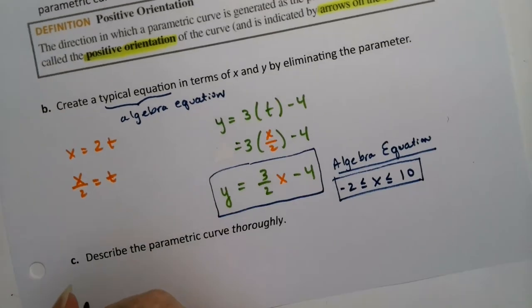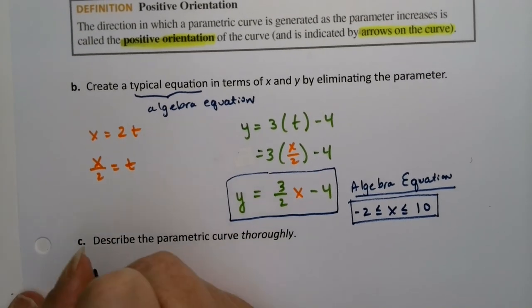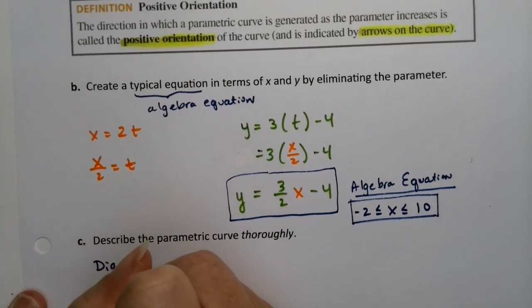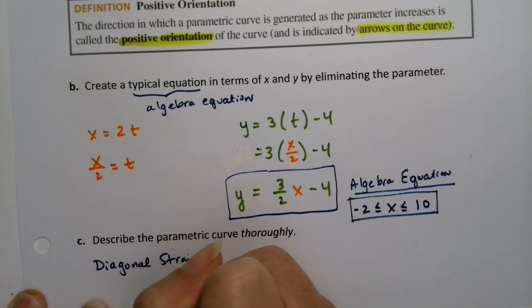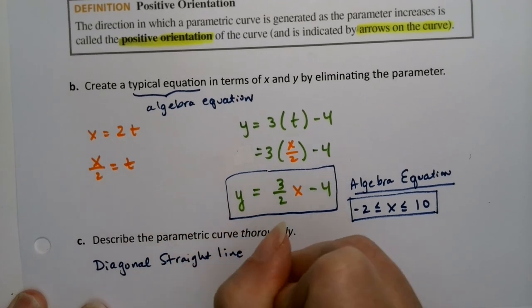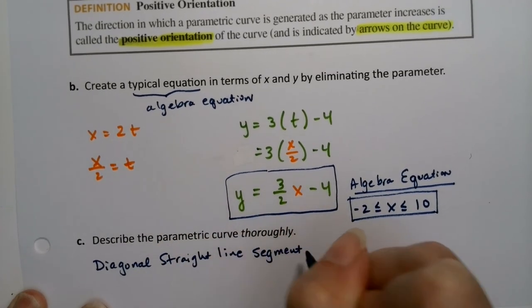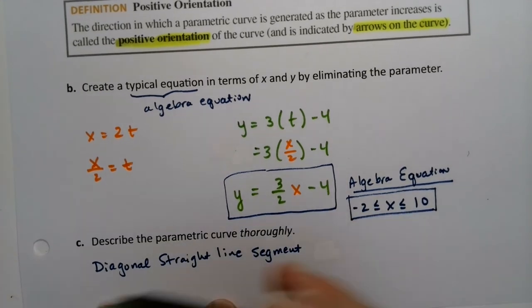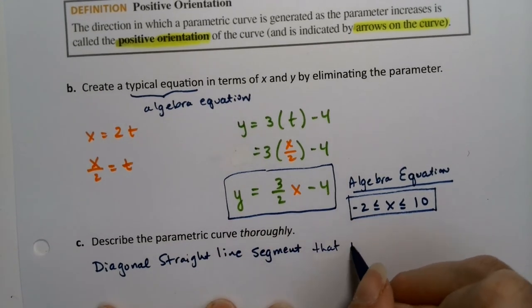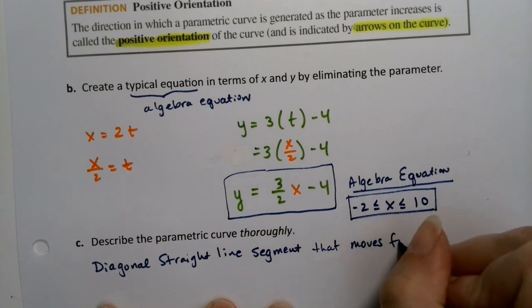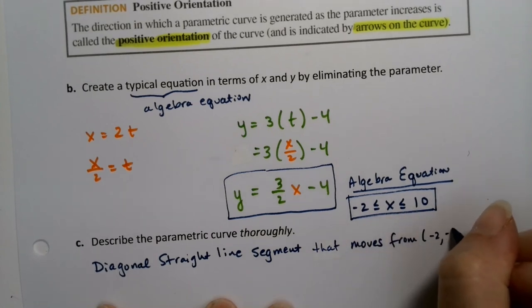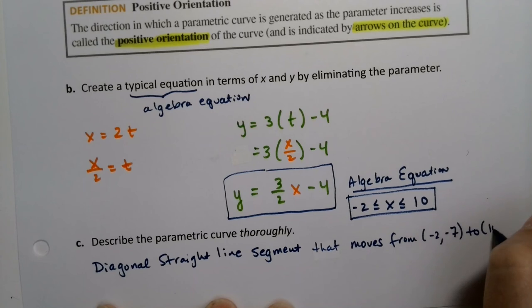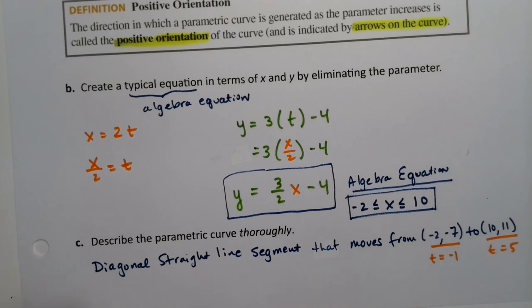All right, so what have we got? Let's describe this. This parametric curve is a diagonal straight line segment, because it's not a line, because it doesn't go on forever. It moves from (-2, -7) to (10, 11). This part is when t is equal to -1. This part is when t is equal to 5.